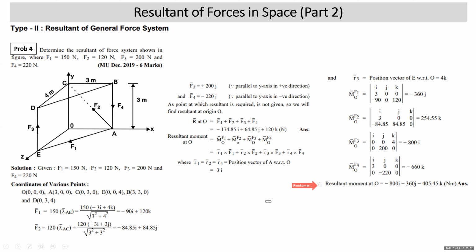So again, I repeat that the resultant of a general force system will have two answers. One is the resultant force, another is the resultant moment. The resultant force does not change; it remains the same irrespective of the point where the resultant of the general force system is required. But the resultant moment will be the algebraic sum of the moments of all forces about the point where the resultant is required. So, okay students, now we are ready to move to the next type, that is type 3, resultant of parallel force system.